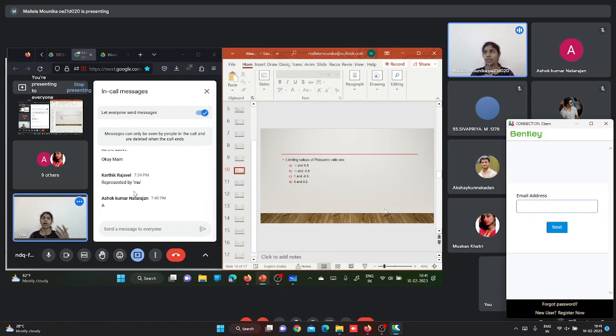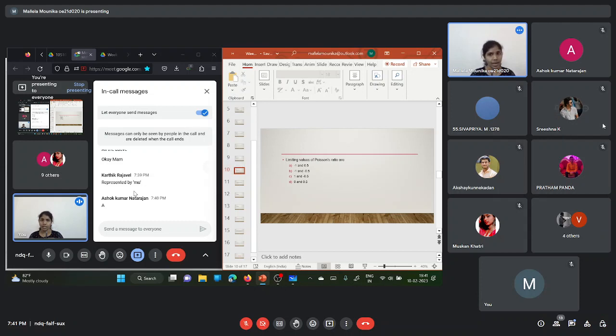That's why the ratio is represented with a negative sign, and the ratio is between the lateral strain of the material to the longitudinal strain. And basically the limiting value of that is -1 to 0.5. This is the limiting value for it.